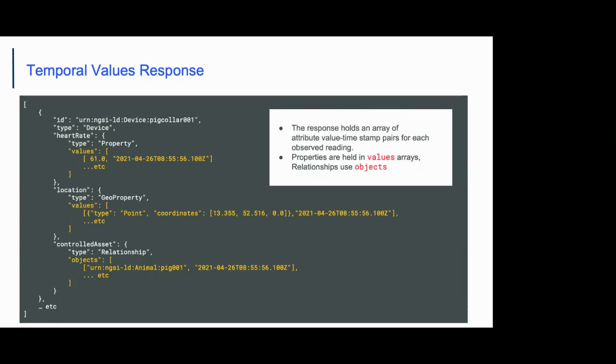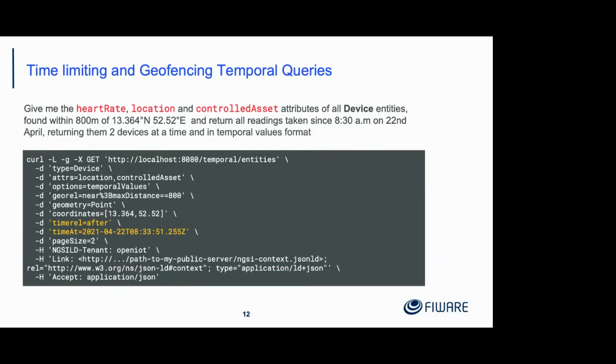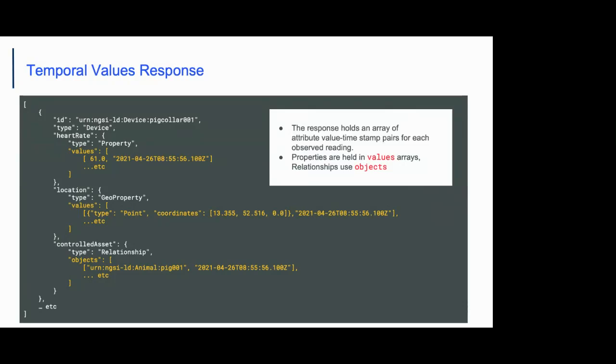This one has got heart rate, location, and controlled asset. And you can see that each attribute, where it's a property, has got a values array, and that array consists of a series of pairs. So you can see that the heart rate was 61 for this particular pig collar at that particular point in time. It was 73 five minutes later because the pig was getting excited.